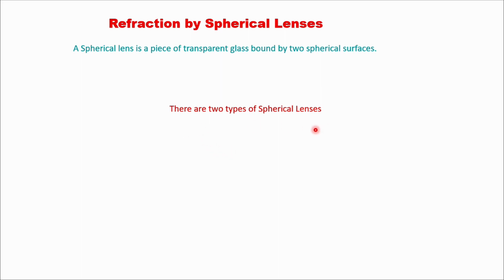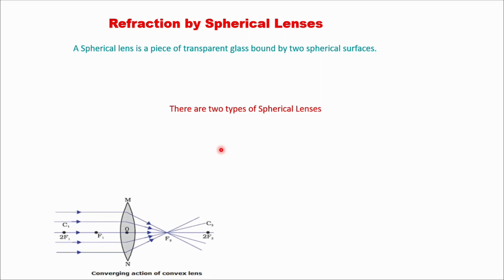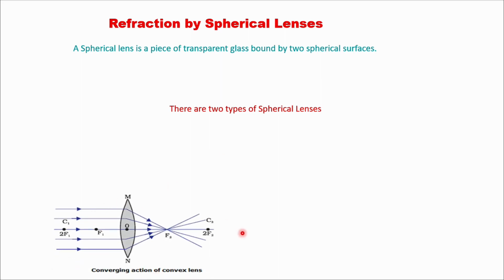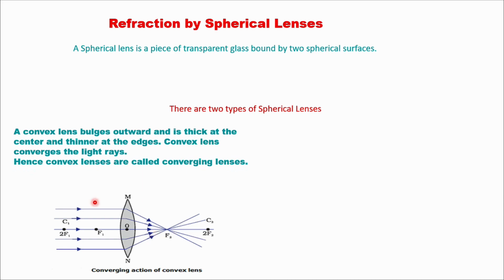So there are two types of spherical lenses, as I said already: convex lens and concave lens. So this is a convex lens. The convex lens bulges outward and is thick at the center, thinner at the edges. See the diagram. What is the function of the convex lens? It converges the light rays. These are the parallel rays falling on the lens. After refraction, they converge at a point F2.